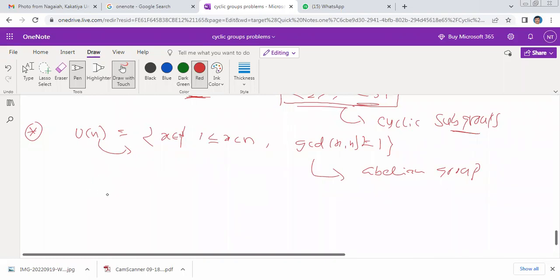So it is always an abelian group. Can you tell the order? What is the order of this one? It is multiplication modulo n. It is always an abelian group of order given by the formula for Euler's phi function: phi of n. Yes, phi of n.